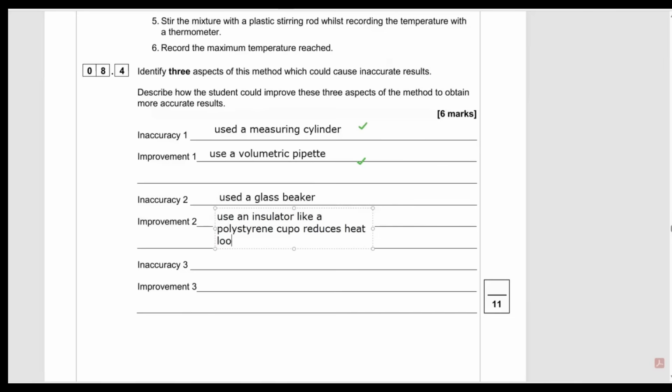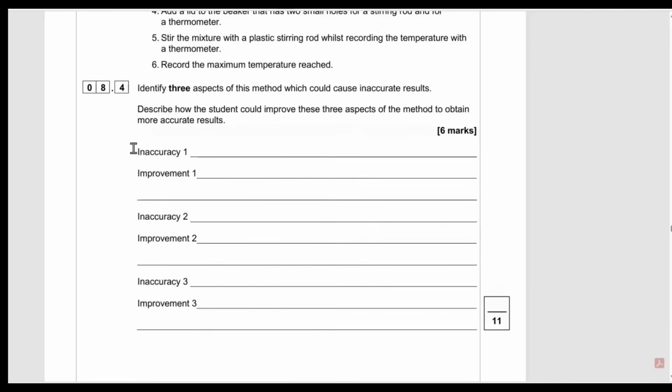Now, they don't want the explanation, okay? They don't want you to say reduces heat loss. And they don't want you to say polystyrene cup. Anyway, yeah. But so really, glass beaker is inaccurate because of heat loss. Insulator, polystyrene cup reduces the heat loss.